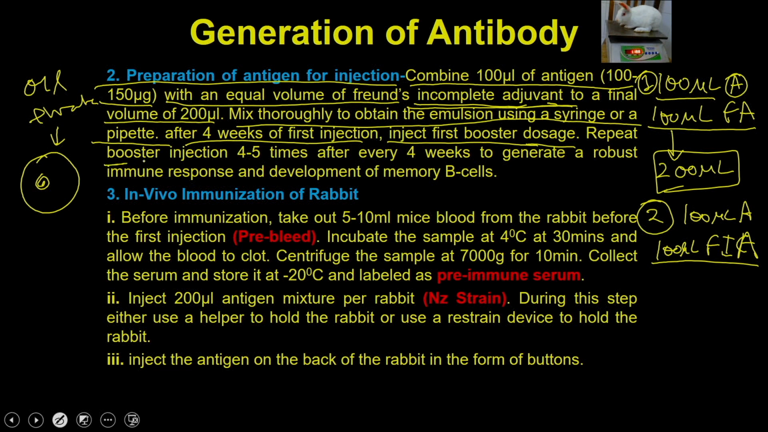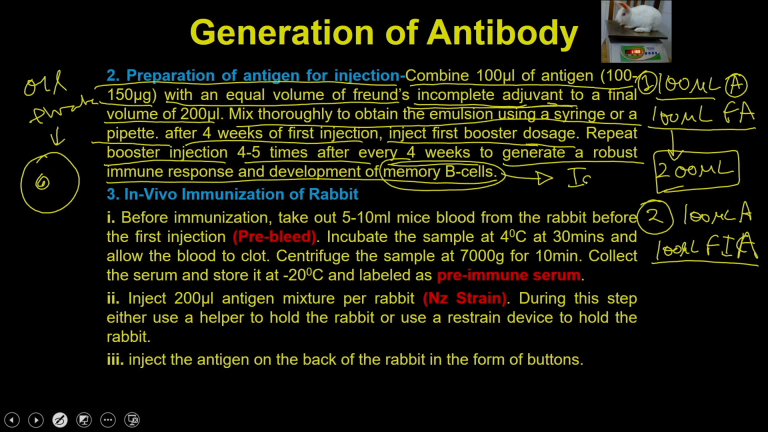Now, repeat these booster injections 4 to 5 times, after every 4 weeks, to generate a robust immune response and the development of memory B cells, which are actually going to generate the antibodies.